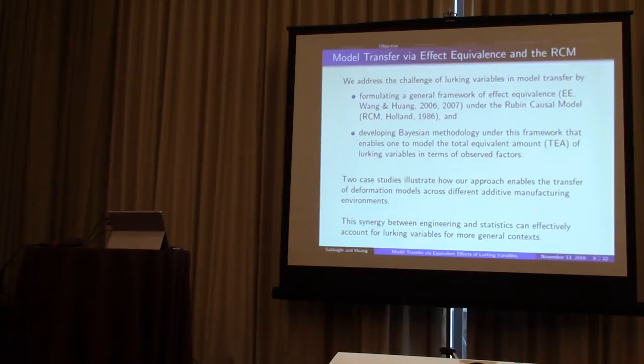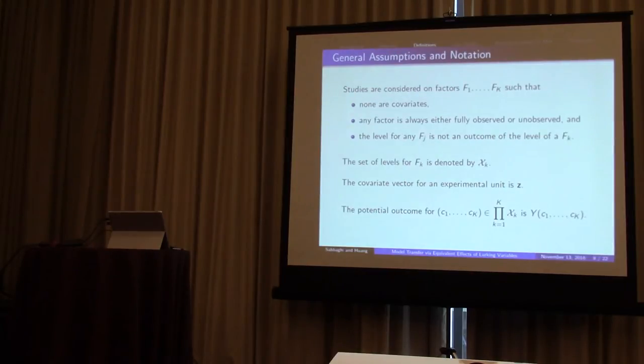So I'll begin with some definitions first, describe our approach and the case studies and our methodology. So here are the first couple of definitions and assumptions. I'm going to consider studies, either experiments or observational studies, on K factors, such that none of these factors are background characteristics or covariates. Furthermore, any factor is always either fully observed or underobserved, meaning that any factor is consistently defined as either a lurking variable or an observed treatment factor. And finally, I'm assuming that the level for any factor is not the outcome of a level of another factor, so that there are no linkages between different factors. That would require some more advanced statistics that's beyond the scope of the current presentation today.